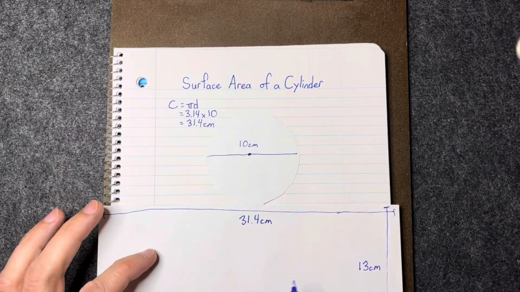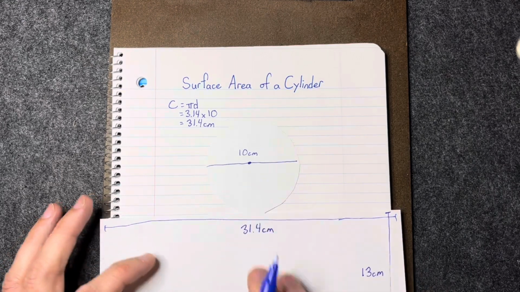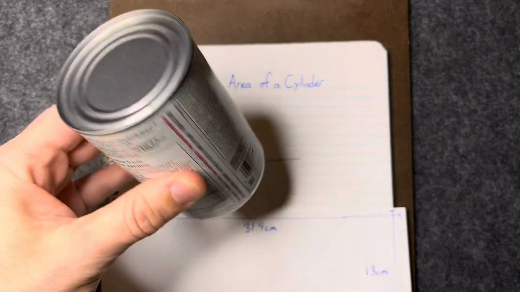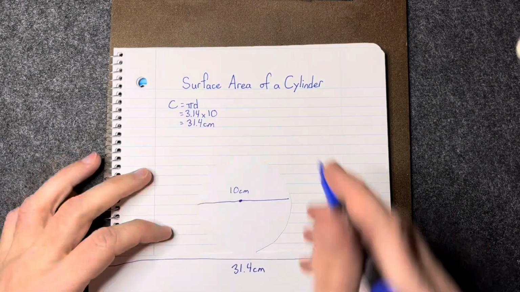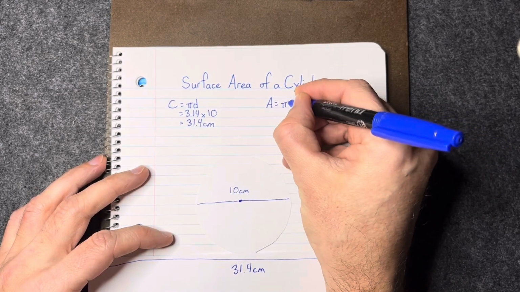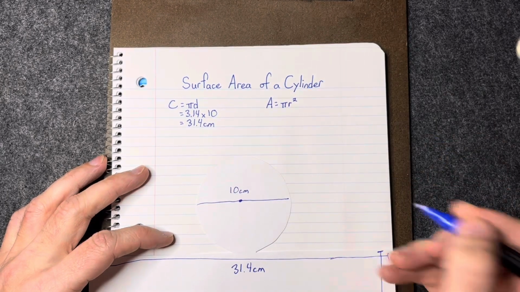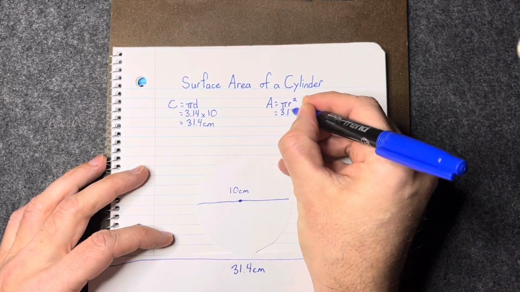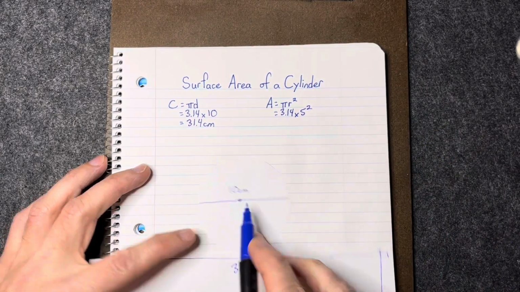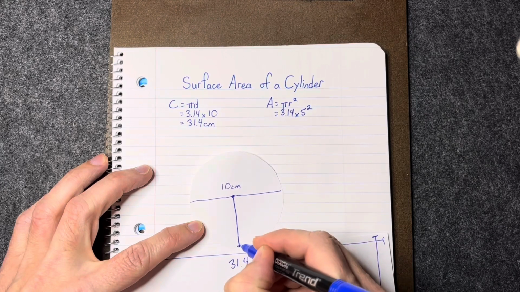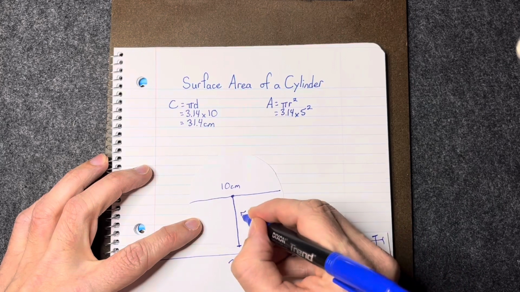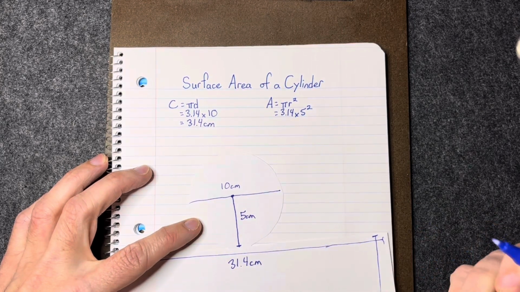And the next thing that we need to calculate is the area of the circle. Now, obviously, for the cylinder, the top and the bottom are the same size. So the area equals pi r squared for a circle, which would equal 3.14 times 5 squared, because the radius is from the edge of the circle to the center, or half of the diameter. So that would equal 5 centimeters.